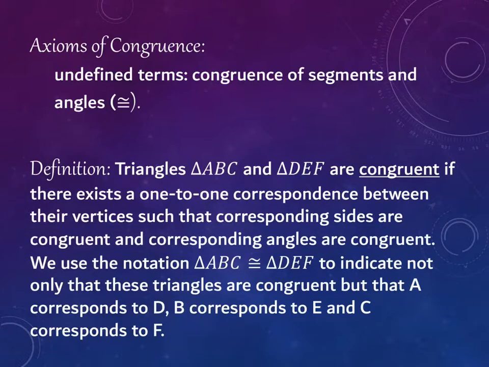I just got through giving a test in my other geometry class, and one of the things they were supposed to do was prove not only that the triangles were congruent, but also the order. And some of them forgot that part. The order matters, right? A corresponds specifically to D. The ordering is inherent in the way that we write it.